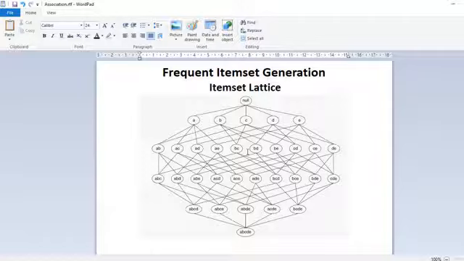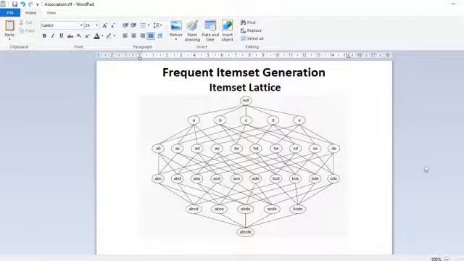In general, a data set that contains k items can potentially generate up to 2 to the power of k minus 1 frequent item sets, excluding the null set. This is very simple because we all know that if a set has k items, then you can have 2 to the power of k subsets. 2 to the power of k minus 1 means excluding the null set. Because k can be very large in many practical applications, the search space of the item sets that need to be explored is exponentially large.